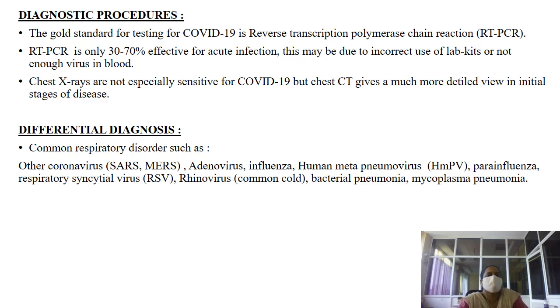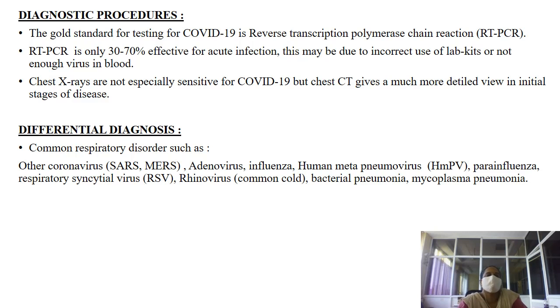What are the diagnostic procedures for COVID-19? The gold standard testing for COVID-19 is reverse transcription polymerase chain reaction, known as RT-PCR. This is the gold standard method. RT-PCR is only 30 to 70% effective for acute infections. This may be due to incorrect use of lab kits, or not enough virus in the blood.